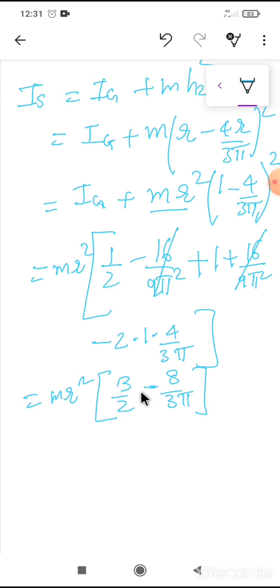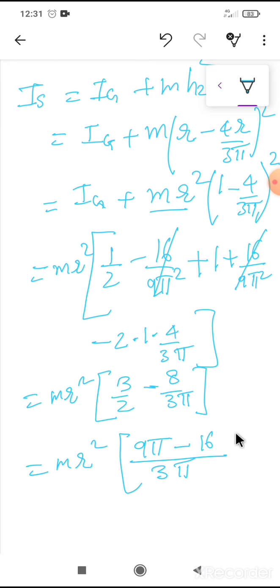So let's take the LCM. For the LCM we need to multiply this 3 by 2 by 3 pi, and 8 by 3 pi by 2. So 3 pi times 3 gives 9 pi, and 8 by 3 pi becomes 16 by 6 pi. So this is the moment of inertia at the surface.